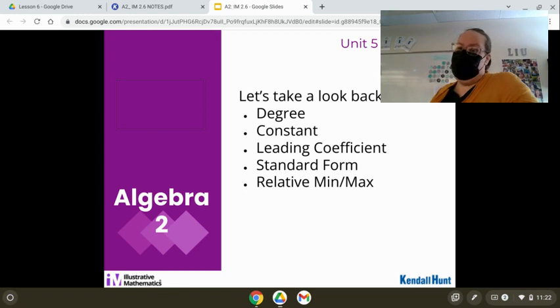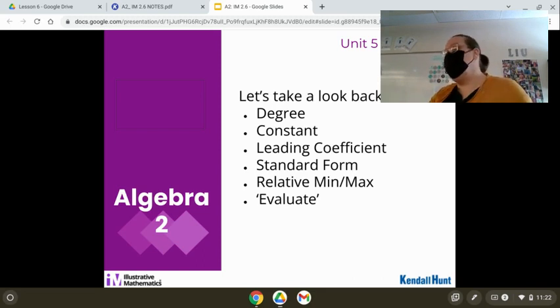And then finally, the last one before I give you some review to work on is the idea of evaluate. If I give you an equation, and I say evaluate when x equals 2, what does that mean? What is that asking you to do? Evaluate. Yeah, plug it in, right? We're doing the math. Plug that value in, find what it equals.